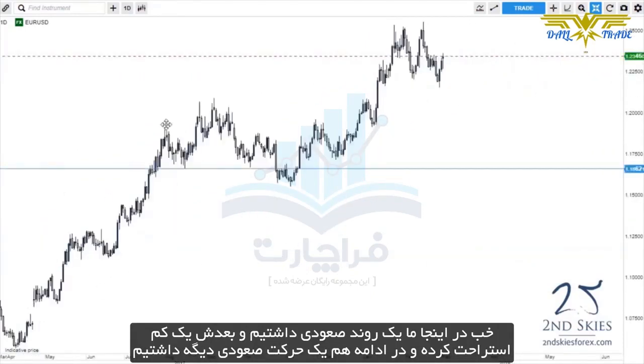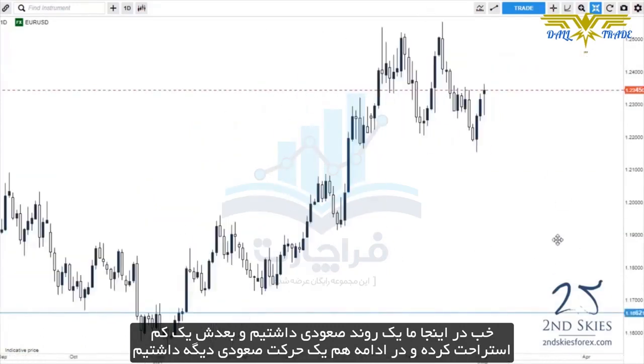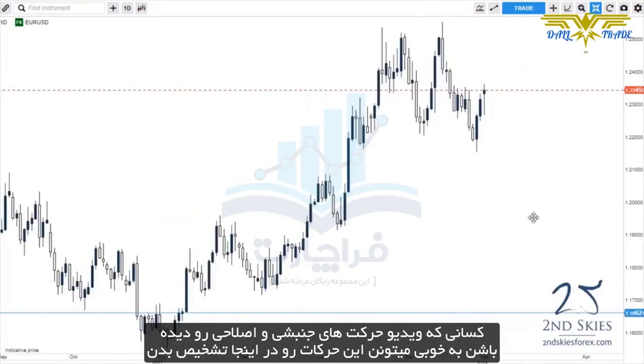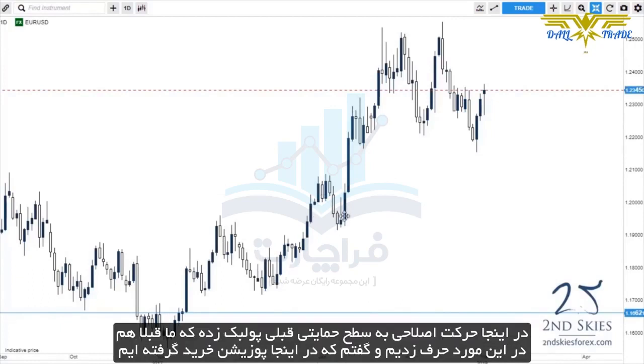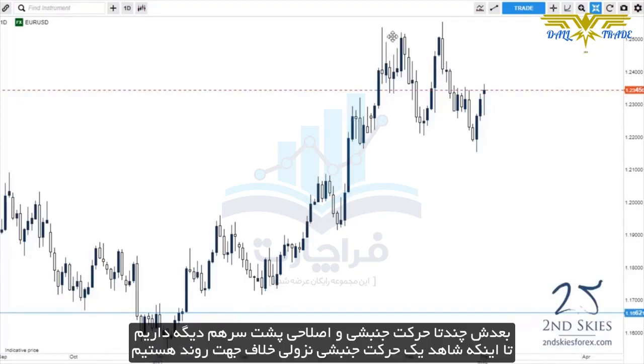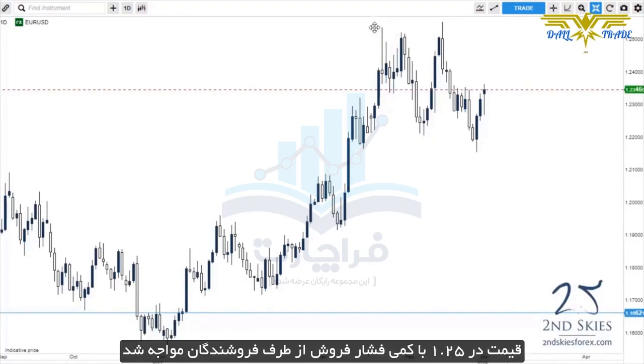So we had this leg up, stabilized, and performed another leg up. And for those of you who have seen my video on impulsive and corrective moves, you can see the structure in place here. You can see impulsive, corrective, impulsive, mostly corrective. Impulsive move, little pullback, prior support, which we bought and talked about prior. Impulsive, corrective, impulsive, and then we get a sharp counter-trend impulsive sell-off. So we run into some sellers at 125.